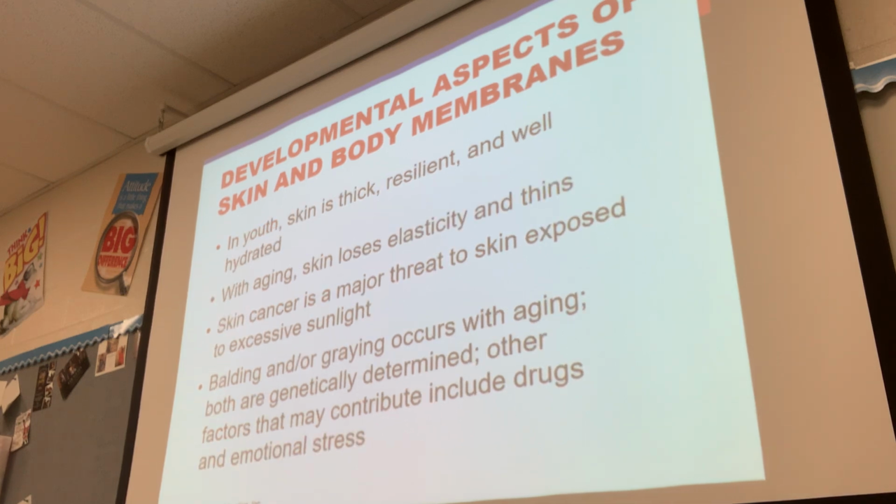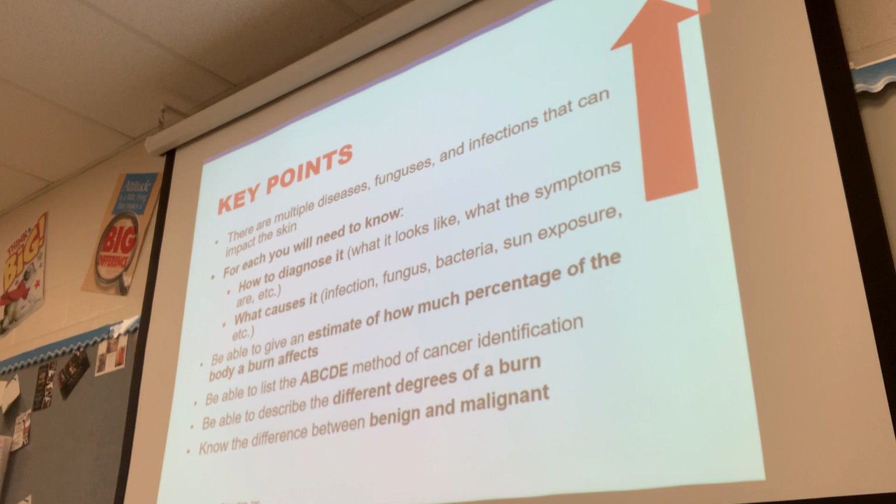Other things, you don't have to write this down. In youth, the skin is thick and resilient and well hydrated. As you age, the skin gets thinner, it loses its stretchiness, it becomes more papery. Skin cancer is a major threat to skin exposed to excessive sunlight. So people who are out in the sun a lot have a higher risk of skin cancer. Balding and graying occur with age. Both are usually genetically determined, but things like drugs and emotional stress can cause them as well. Okay, we finished. That's all.